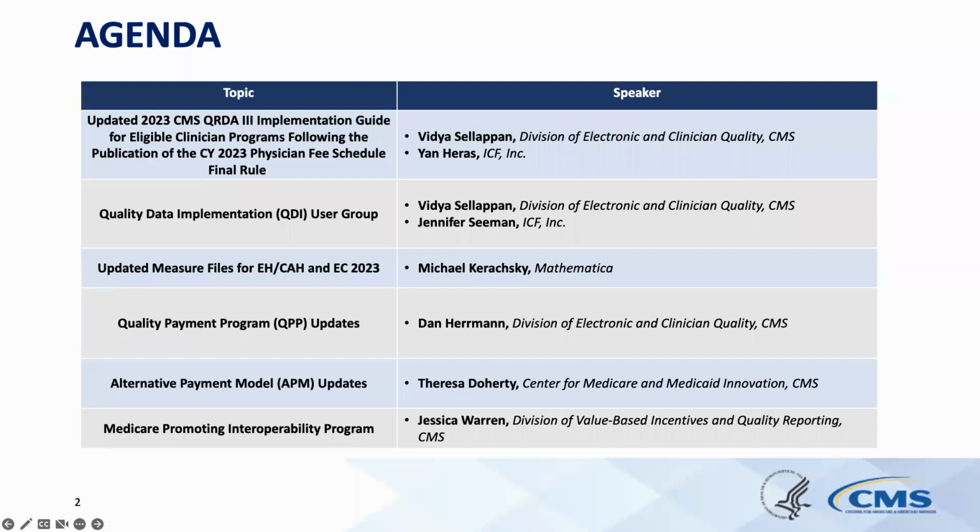Our program today will include updates on the updated 2023 CMS QRDA-3 implementation guide for eligible clinician programs following the publication of the CY 2023 Physician Fee Schedule Final Rule, the Quality Data Implementation or QDI user group, updated measure files for EH, CAH, and EC 2023, the Merit-based Incentive Payment System, alternative payment model updates, and the Medicare Promoting Interoperability Program. We will have a question and answer portion once all presentations have concluded.